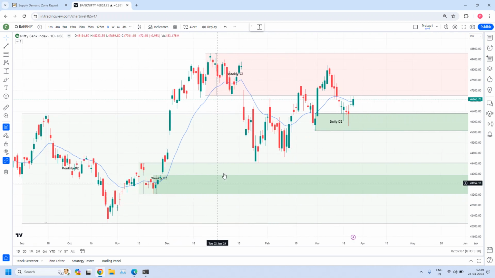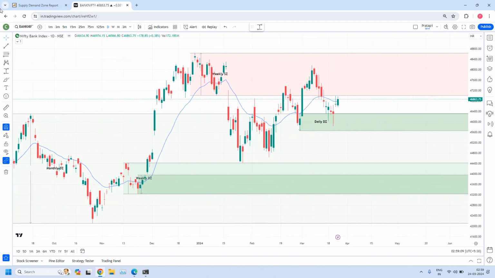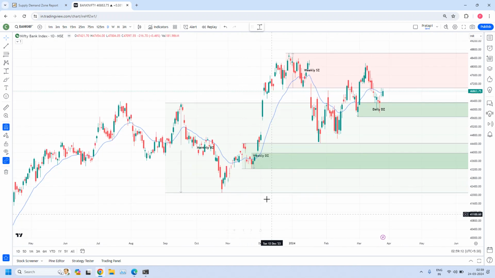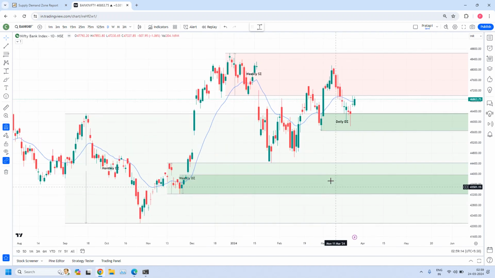Okay, here these are the daily zones we have drawn. And I'm not going below this. The reason is, once prices reach near, we will identify. For the time being, this is good enough for this coming week.